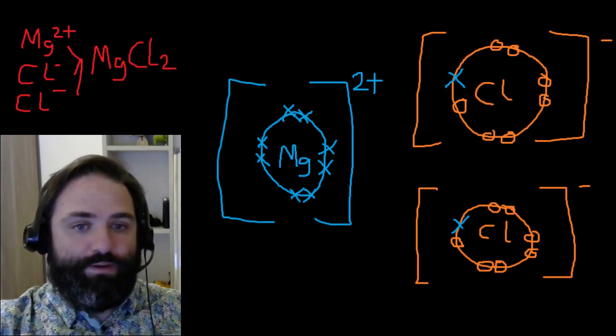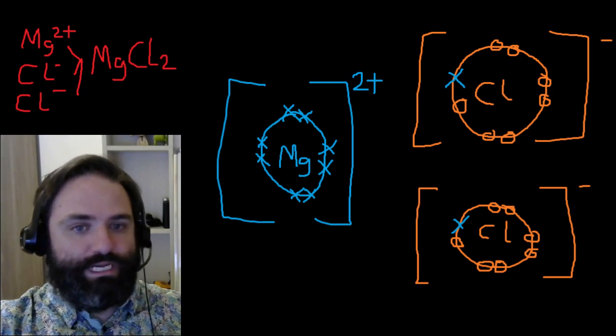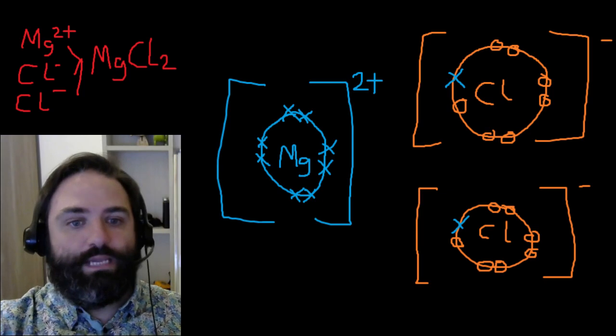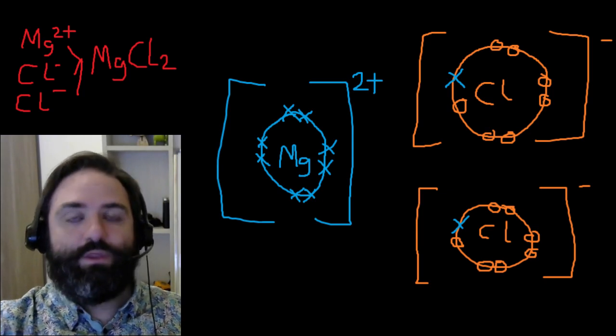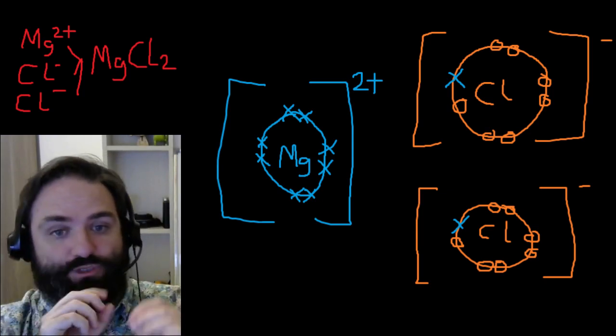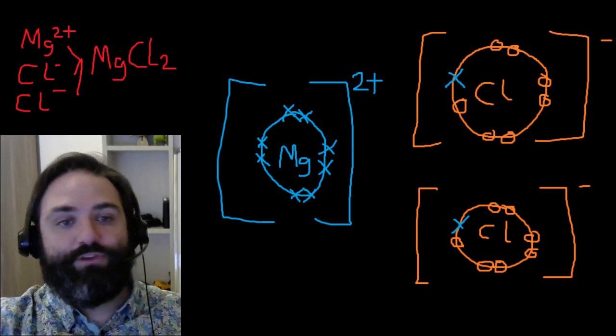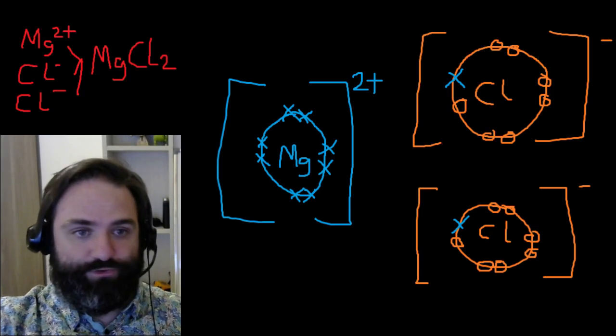So overall, remember, metals lose electrons to form positive ions. Non-metals, except hydrogen, gain electrons to form negative ions. The ions are stuck together with an electrostatic attraction, and the formula for an ionic substance has to balance the positive and negative charges.